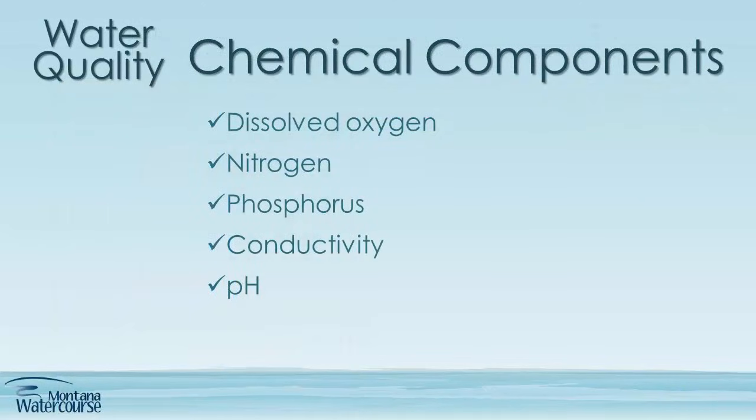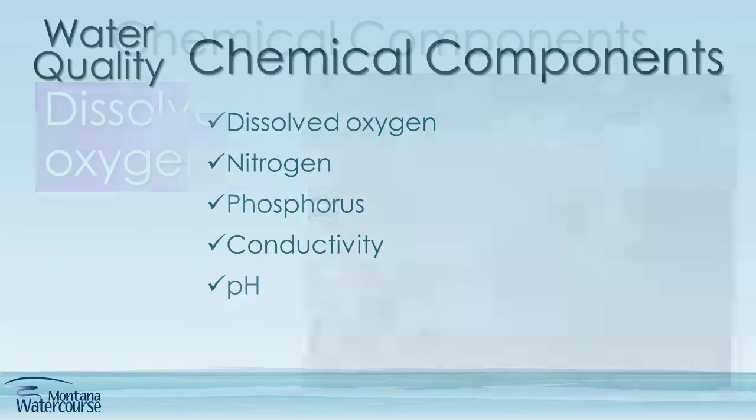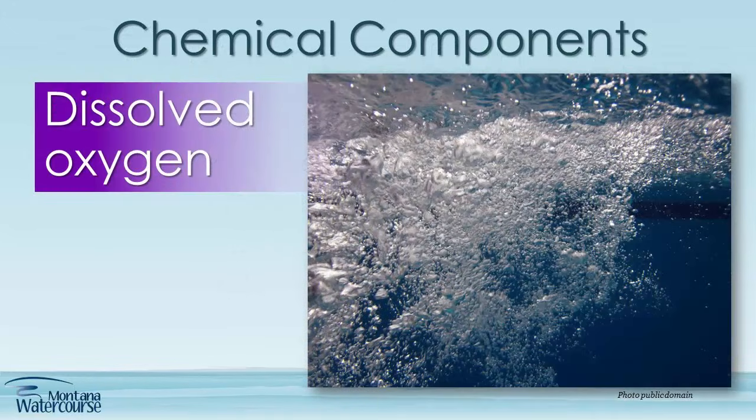Now that we have explored how some of water's physical characteristics affect water quality, let's focus on some common water chemical parameters, including dissolved oxygen, nitrogen and phosphorus, conductivity, and pH, and explore how they influence water quality. Dissolved oxygen simply means oxygen dissolved in water. All aquatic organisms rely on some level of dissolved oxygen for life.